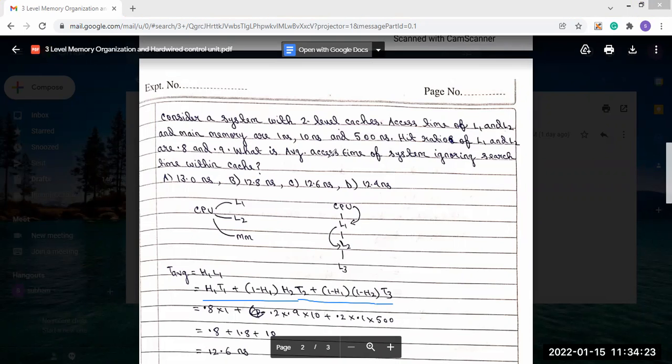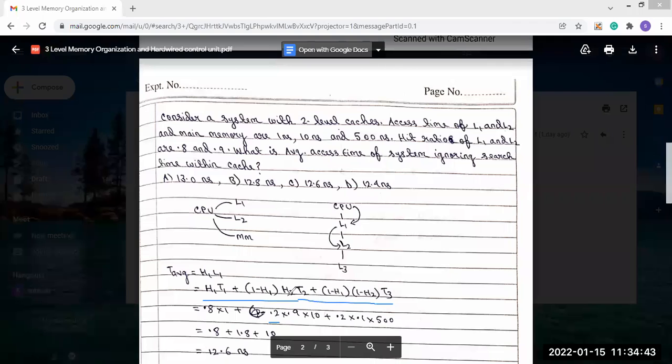So what is the H1 value? The hit ratio of L1 is 0.8. So 0.8, and T1 is what? T1 is 1 nanosecond. So 0.8 into 1, plus (1 minus H1). So 1 minus 0.8, what will it be? That will be 0.2.